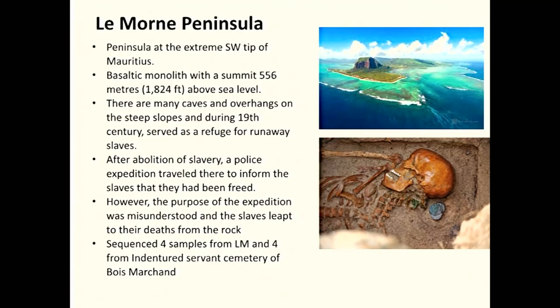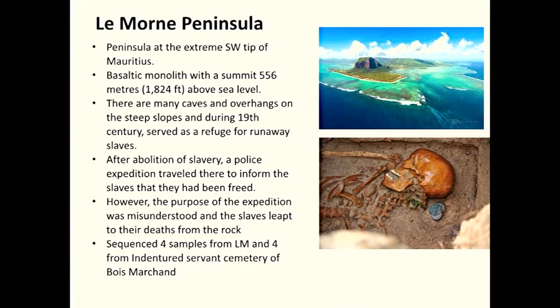The first is a place called the Le Morne Peninsula. This is a very dramatic cave formation and basaltic monolith that, you know, sort of jumps up 2,000 feet at the edge of the island. During the slave period, this is where runaway slaves would go and hide. And after they'd been freed and the police and army came to inform them, they were so petrified that many of them jumped to their death. So there's actually a cemetery at the bottom here that has these individuals as well as others that perished during that period. And we were given access to this incredibly important place, as well as another cemetery known as Bois Marchand, which is the cemetery for the indentured servants.